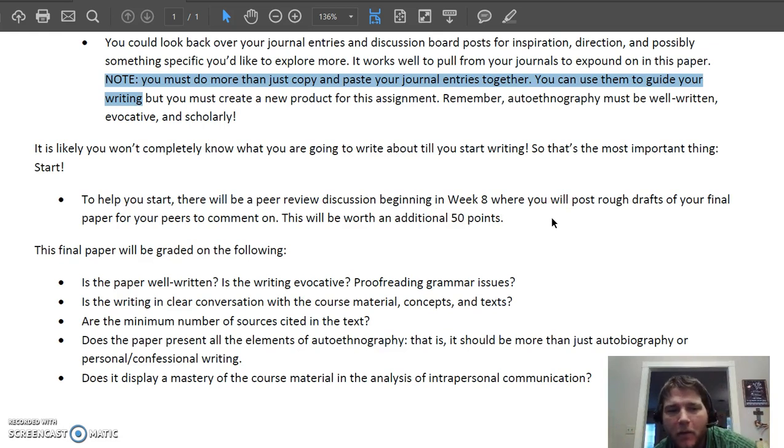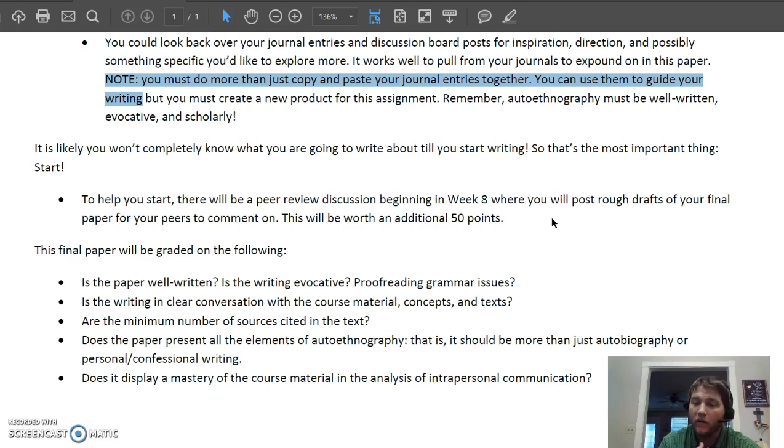So the final paper is graded on, is it well written? Is it evocative? Did you proofread it? Are there grammar issues throughout? Is the writing in clear conversation with the course material? Folks, I'm looking for the 5 sources. 2 of them need to be outside. You've got to reference the things we've been talking about in class. You've got to use these concepts in the midst of the story that you're telling, okay? And, are the minimum number of sources cited?